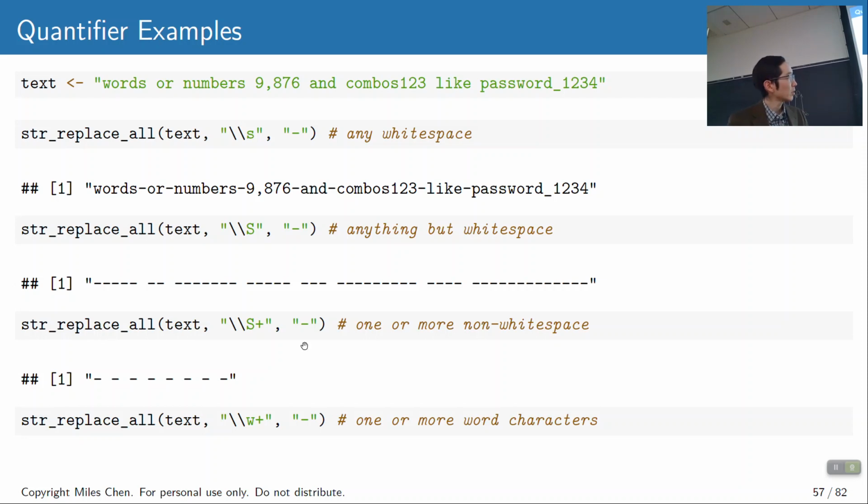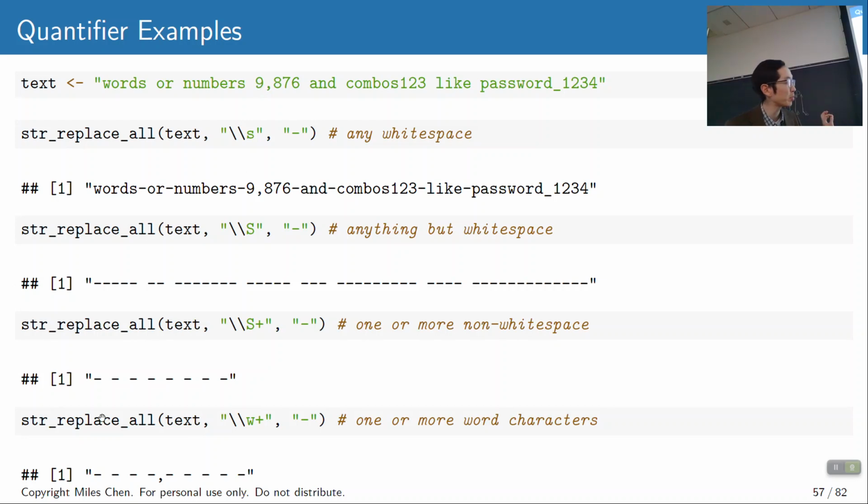Okay. What's going to be the difference between this one and this one? This one says anything that's non-white space, one or more. And this says anything that's a word character. Word character being the letters A through Z, digits 0 through 9, and the underscore character. So are these going to be the same? Is there going to be a difference? What's the difference? Looking at this, there's one character in there that is not a word character and is a non-white space character. The comma, okay? So basically we're going to get the same thing except the 9 gets replaced with the dash.